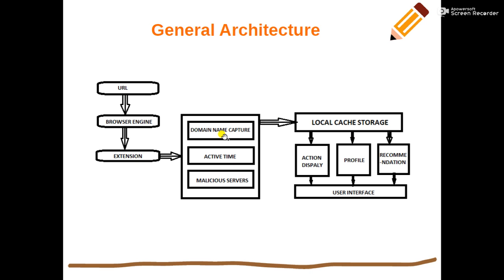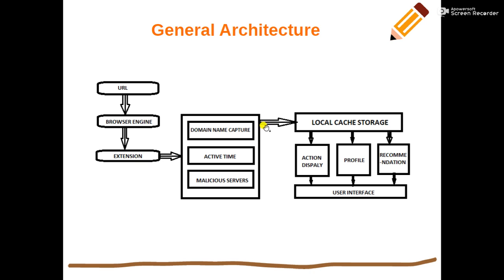So, the general architecture. As I talked about in the tabs API, we can collect the URL. So we collect the URL from there, then it is parsed by the browser engine and provided to our extension. Then the extension collects those URLs and we capture the domain name for targeting the censored and uncensored websites. Then we check the active time, that is done by history.